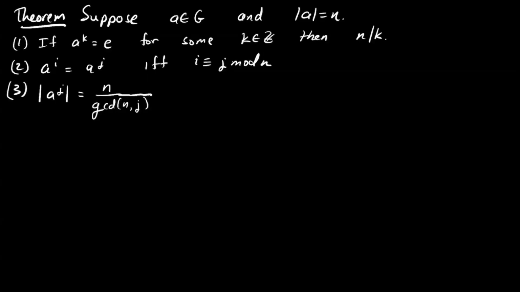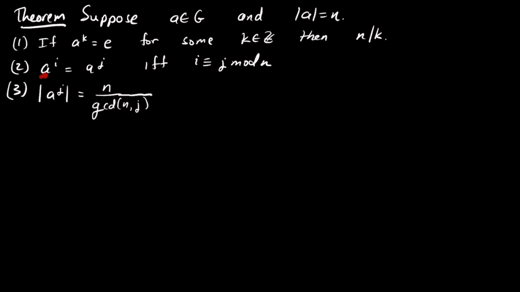Okay, and finally, we'll end with a few more facts about finite order elements. So the first thing we're going to do is assume that a is an element of a group G and that the order of a is n. So it means a to the n is equal to e, and n is the smallest power of a that gives us e back. The first fact we're going to show is that if a to any other power is equal to e, so if a to the k is equal to e for some k in the integers, then n has to divide k.